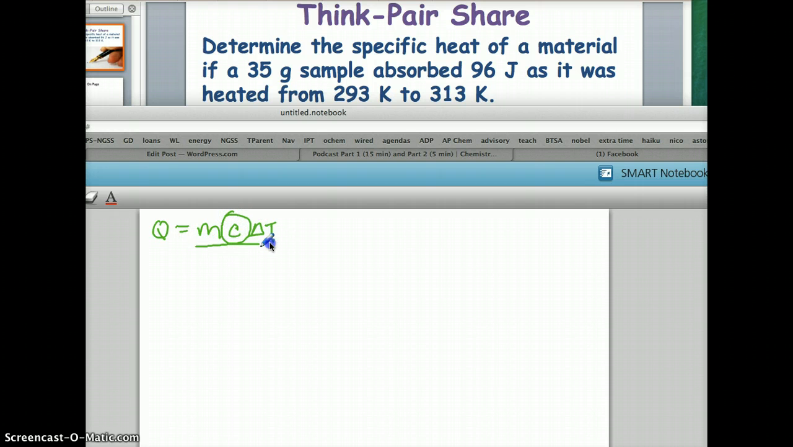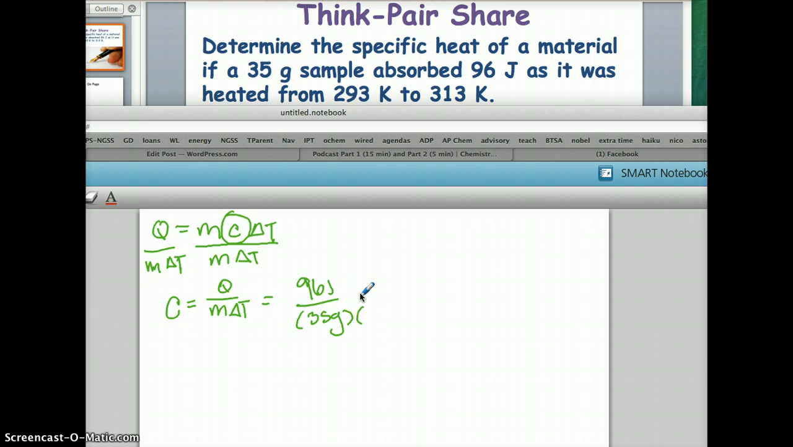So how do you get that by itself? You're going to divide m and delta T on both sides. Okay. And your new formula is going to be c is equal to Q over m delta T. And then you start plugging it in. So Q is the heat, and it says that it's 96 joules. And the mass is 35 grams times the temperature change.